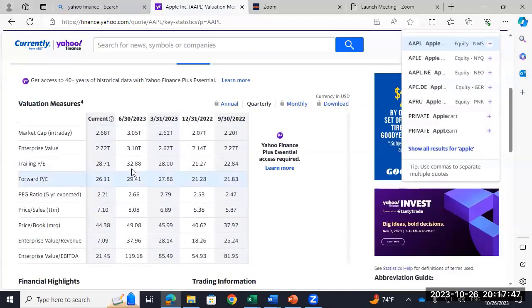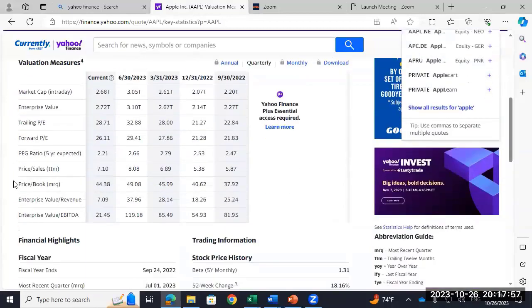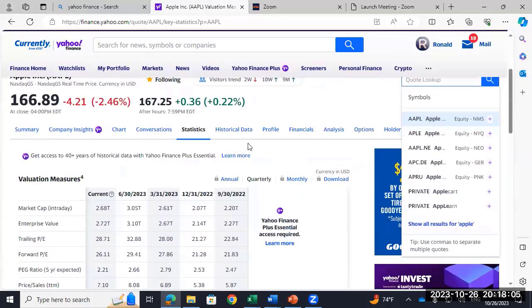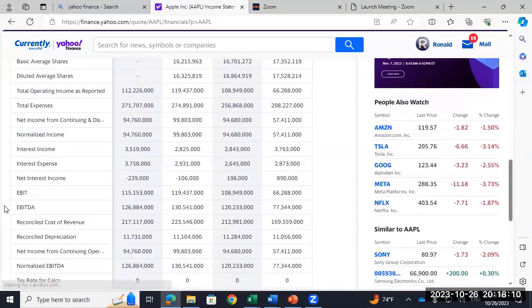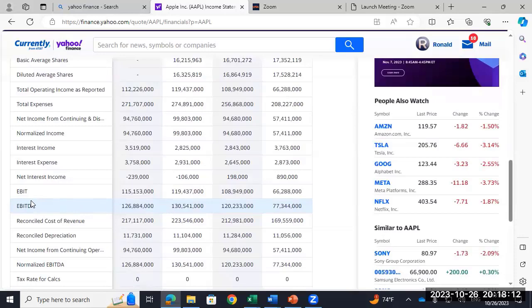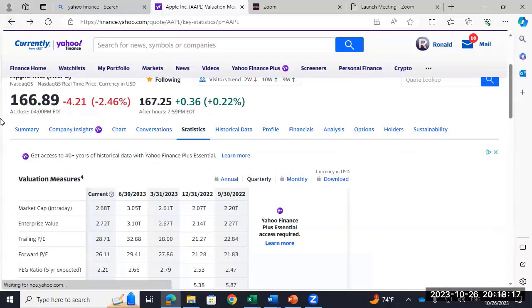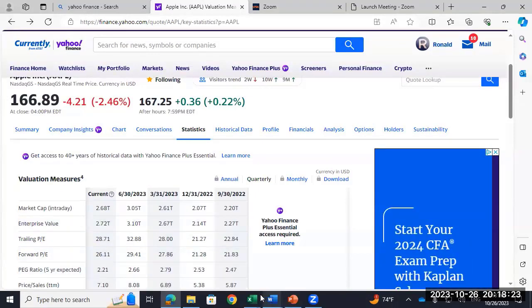So I'm kind of shocked. But don't worry, when we do the model for paper 7, we're gonna be pulling the numbers from Bloomberg, not from Yahoo Finance. So you'd be fine. Wow, that's really bizarre. I've never seen that before. They don't show EBITDA in here. Financials. EBITDA is 130 billion. 130 billion. Or this is Apple. And enterprise value is 3 billion.